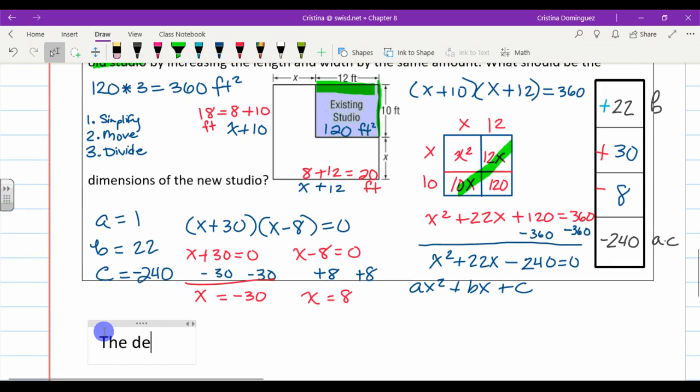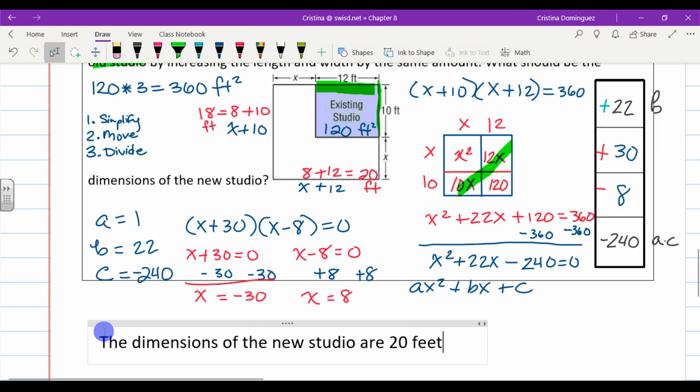The dimensions of the new studio, make sure you always include the unit of measurement, are 20 feet by 18 feet.